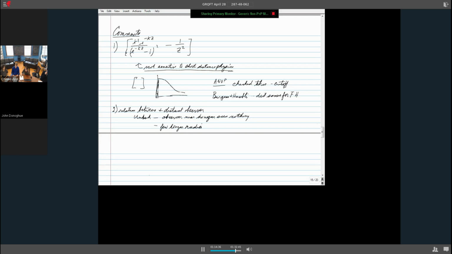The other comment I just wanted to say associated with this is that the effect comes from the relationship between the horizon and a distant observer. The classic paper by Unruh that we referred to shows that an observer near the horizon sees nothing.